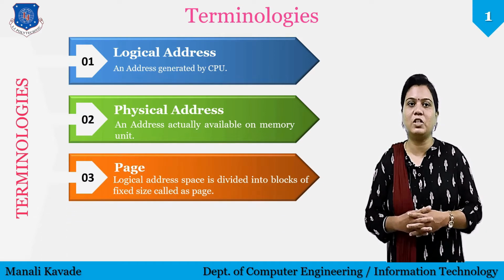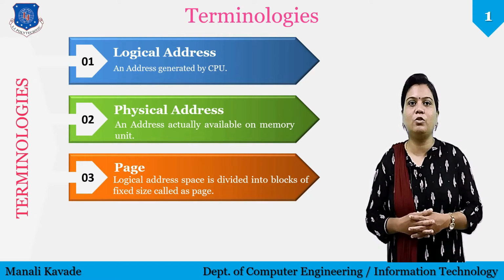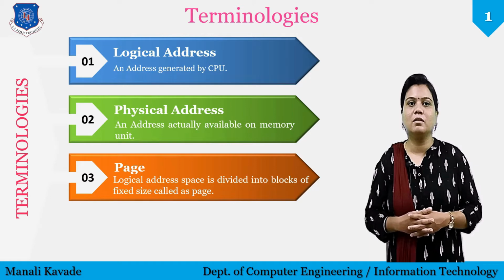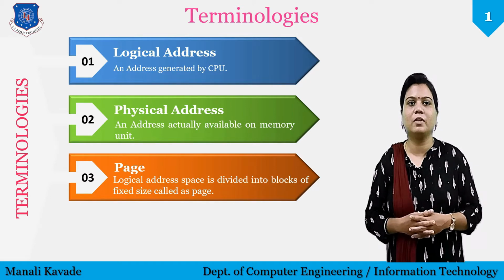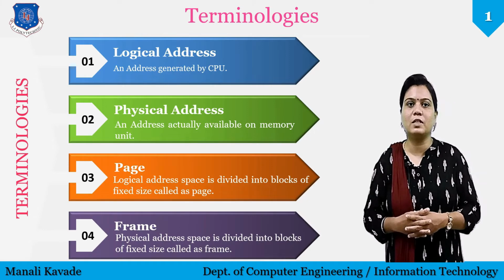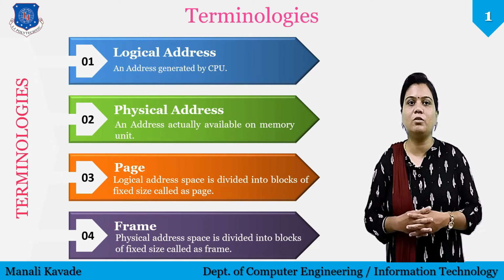Third term is a page. Logical address space is divided into blocks of fixed size, which is called as a page. Next term is frame. Physical address space is divided into blocks of fixed size called as frame.